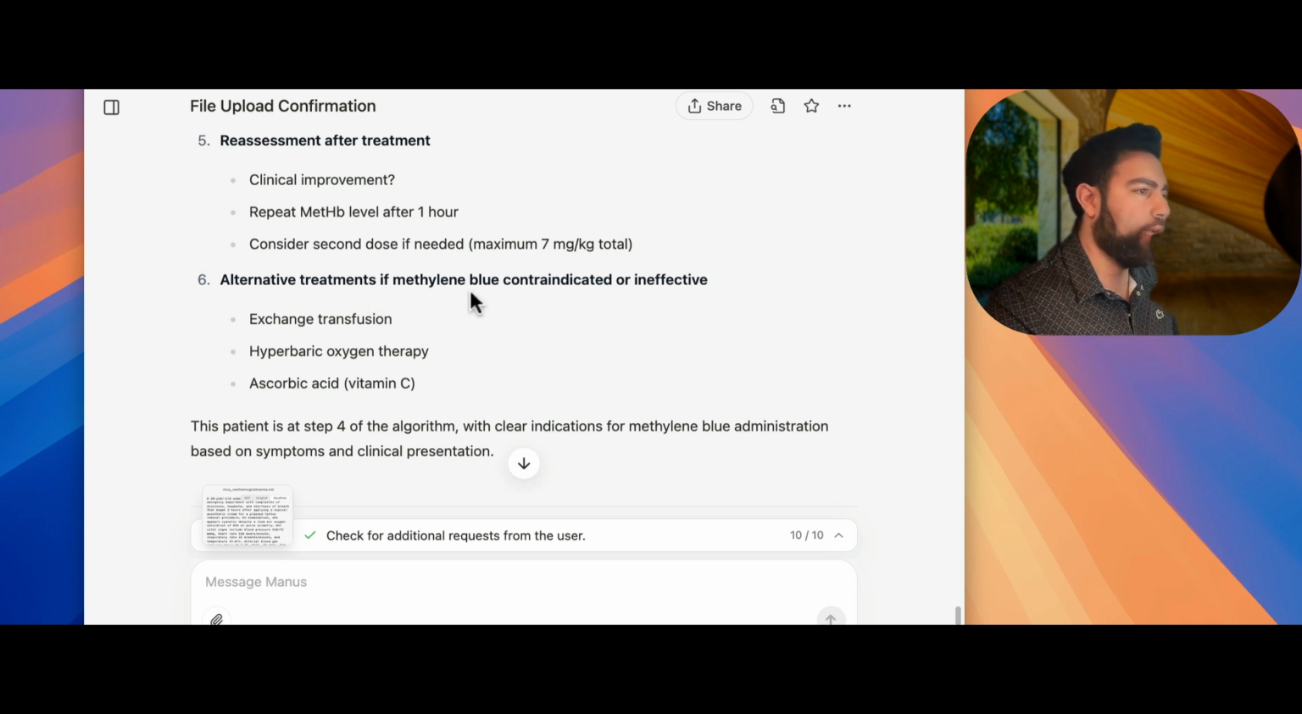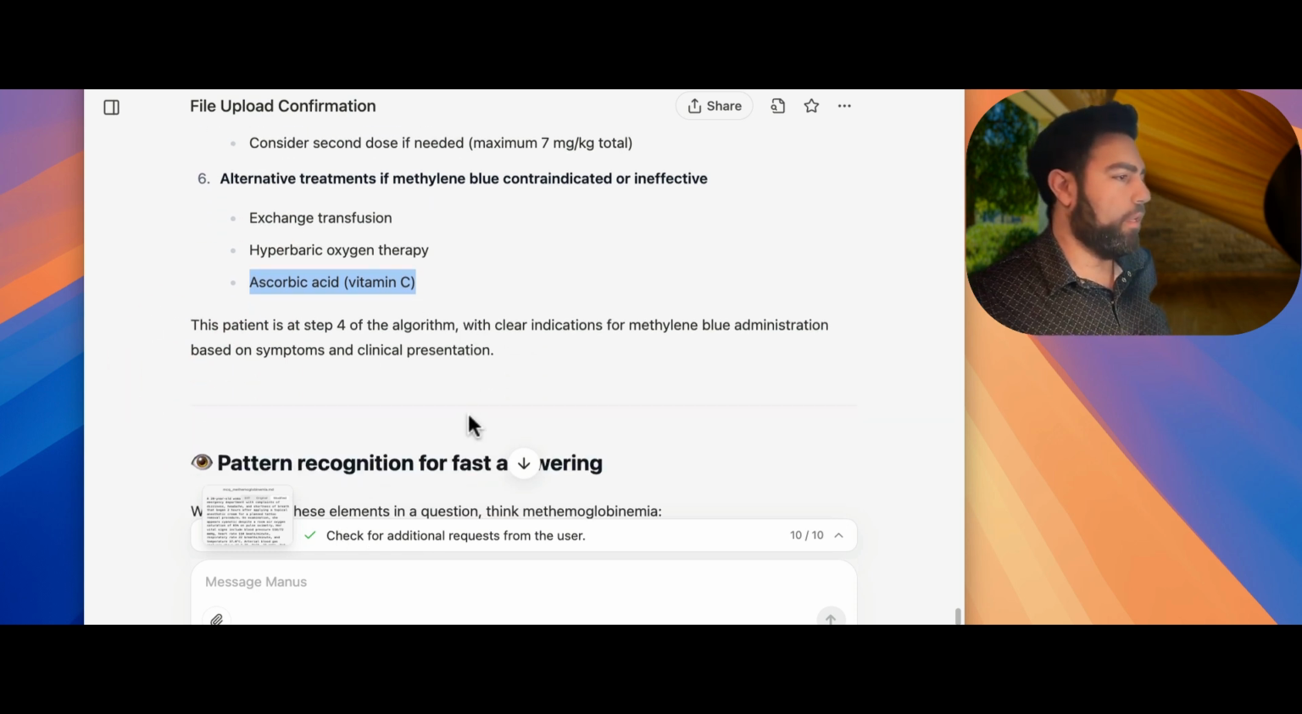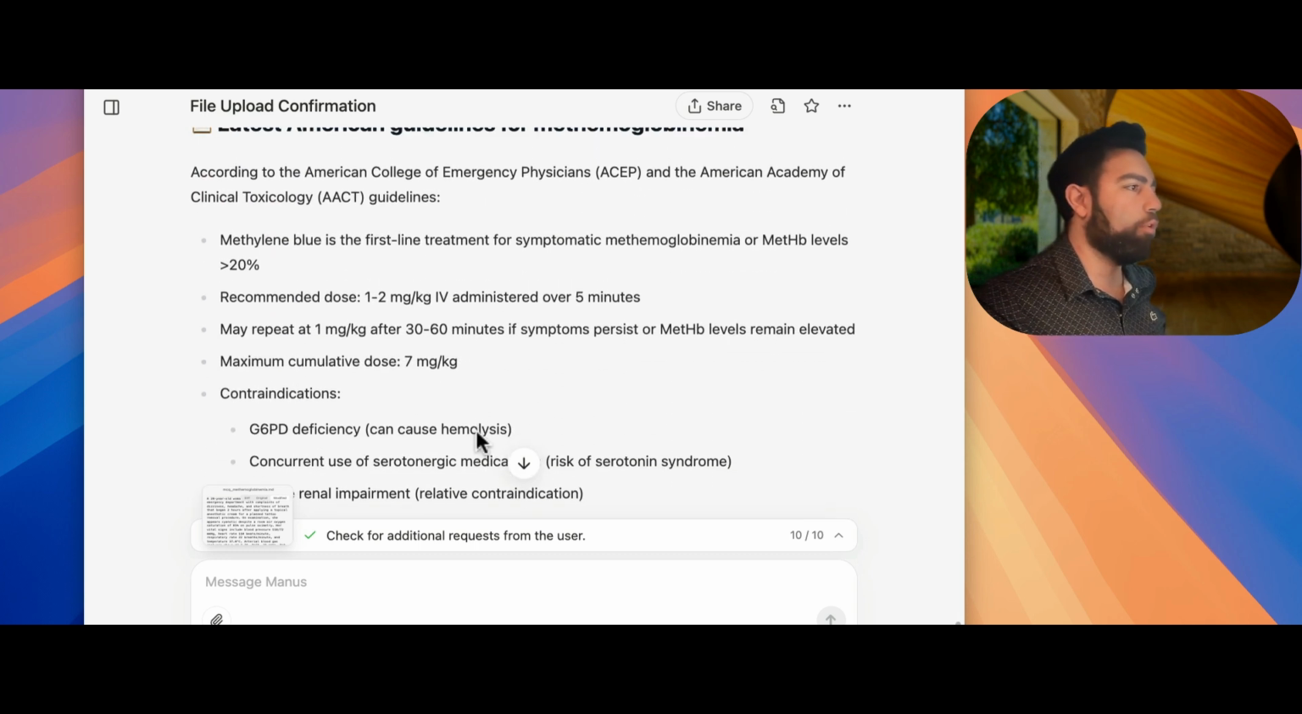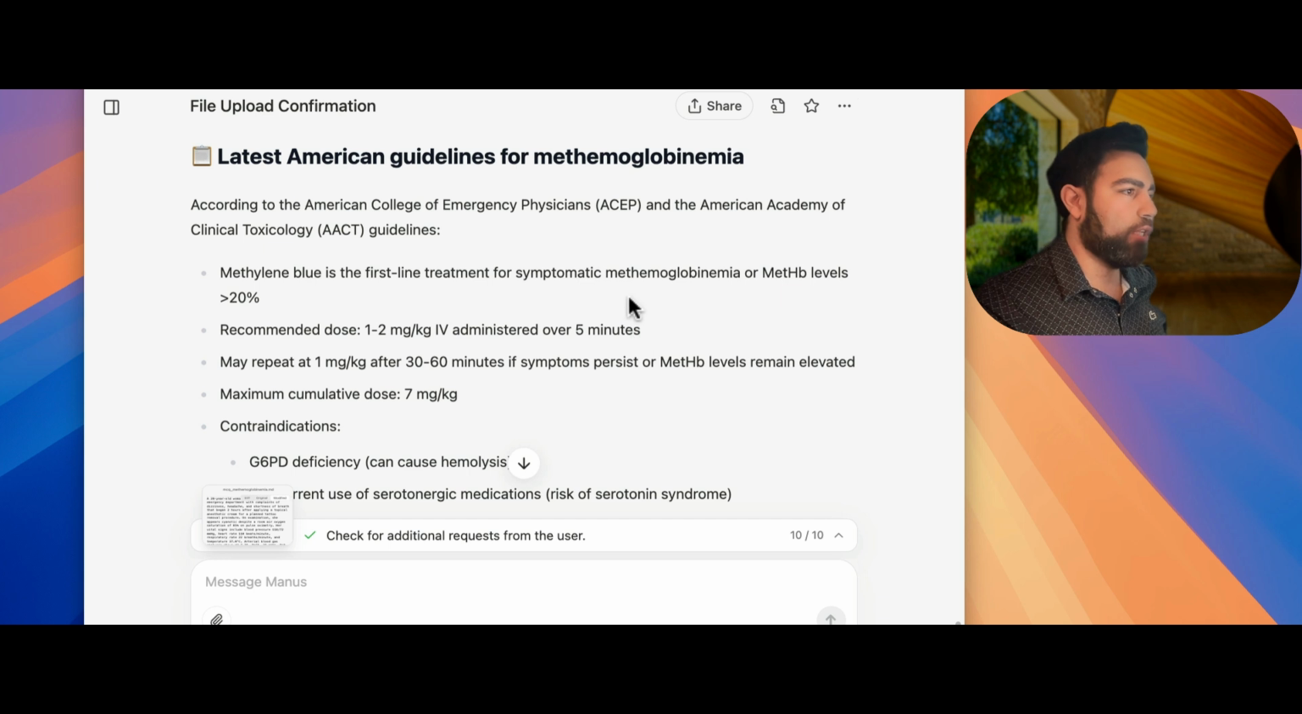Alternative treatments, when the methylene blue is not indicated or is ineffective: you do exchange transfusion, hyperbaric oxygen therapy, or ascorbic acid. And I personally tried this before, giving the ascorbic acid. So let's go to the last step, which is the American guidelines for methemoglobinemia. Just goes again over this.